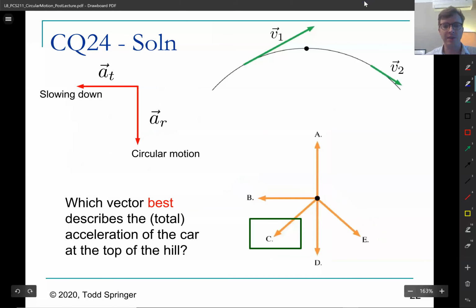You can also see it like this. If you just took those two vectors, like so, v1 is like this, and v2 is like, let's see, kind of like this, shorter, if I did it right.